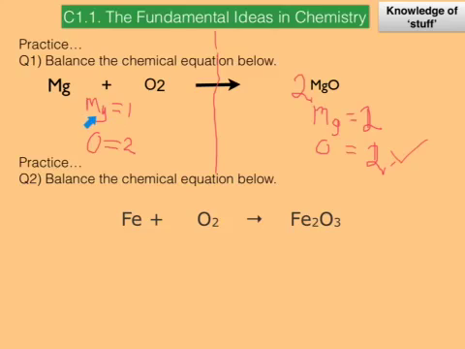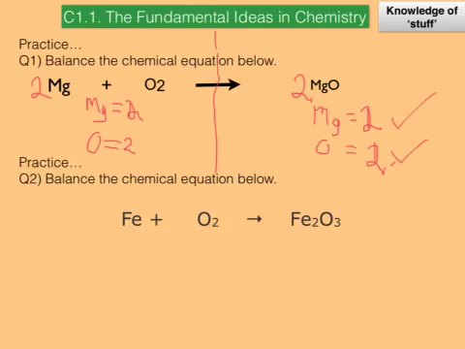But now what we need to do is do something about the magnesiums, because they're not balanced now. So to do that, what we do is add another magnesium, so that we've got 2 magnesiums on this side, on the left hand side, and then 2 magnesiums on the right hand side. So now here, they're balanced.